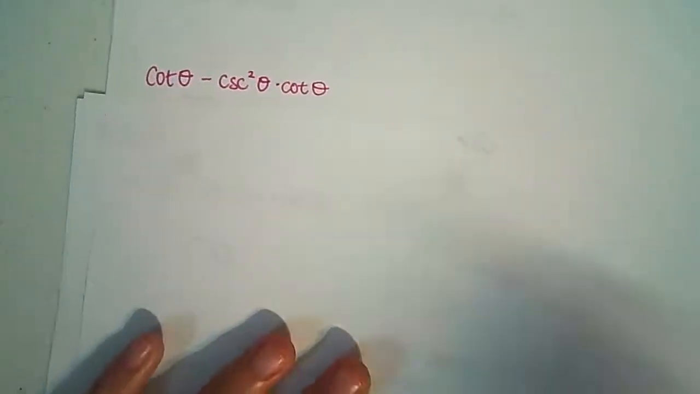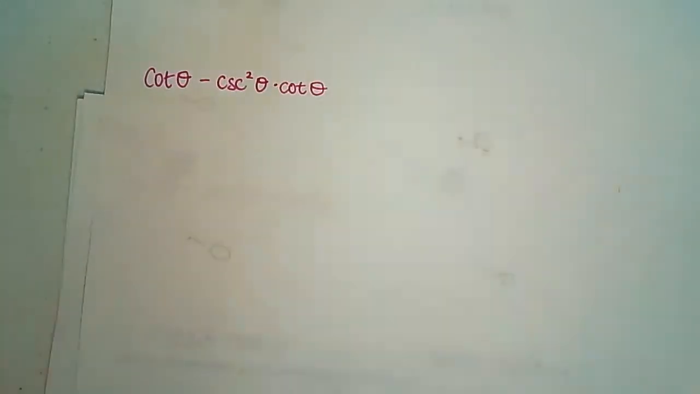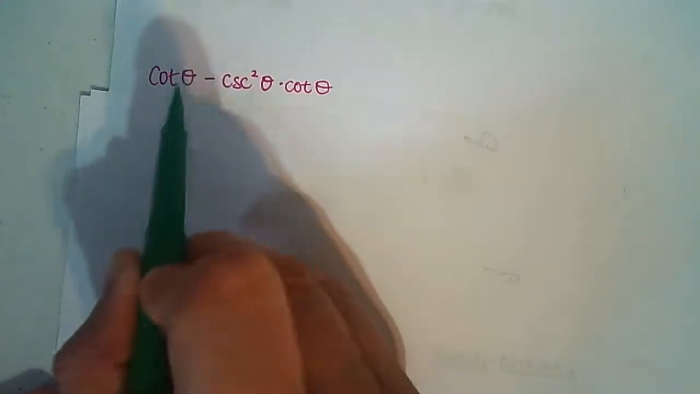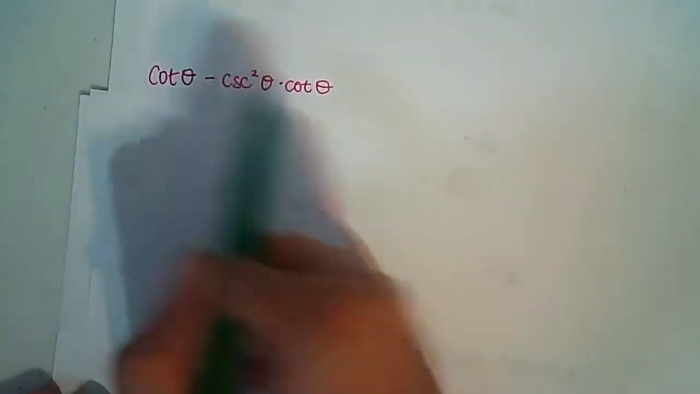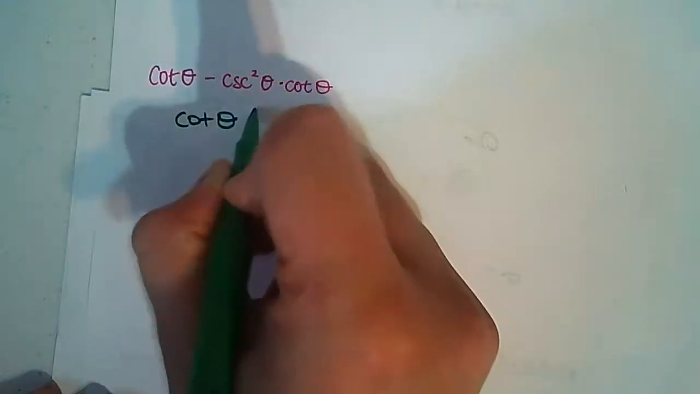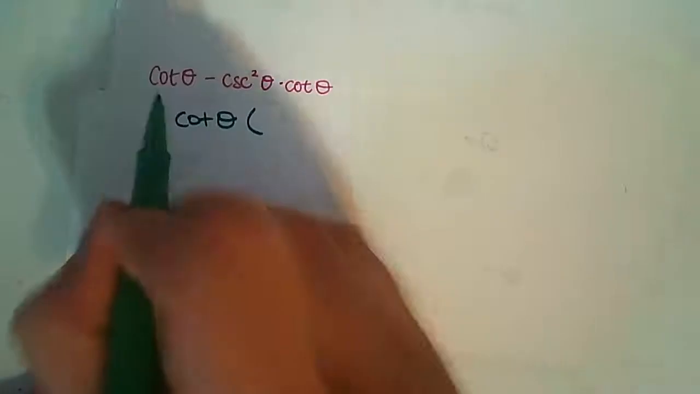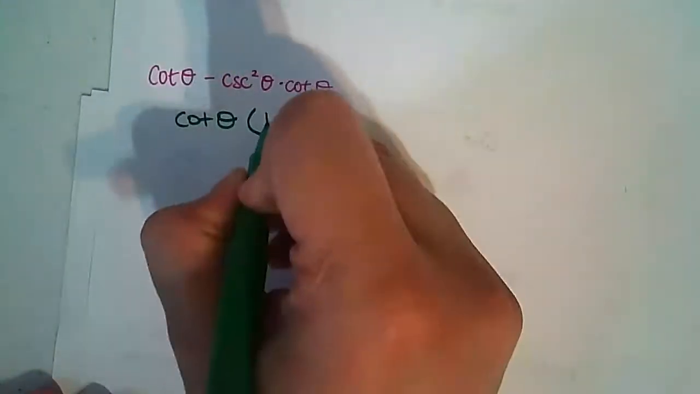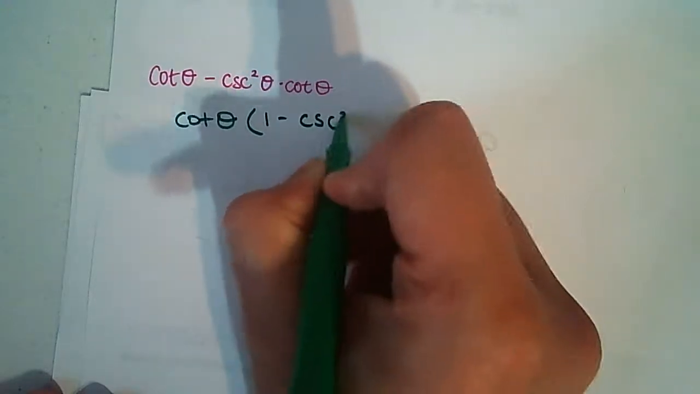All right, let's do another one. So we have cotangent minus cosecant squared times cotangent. Again, first thing I'm going to look for is that idea of a GCF. And if we notice, both pieces of this have a cotangent. So I'm going to go ahead and factor out a cotangent. When I do that, I'm going to be left with a 1 minus cosecant squared.